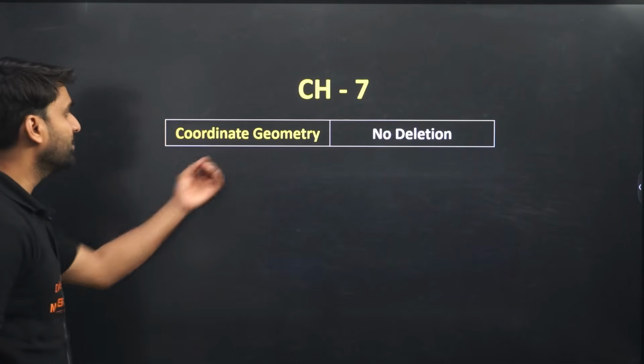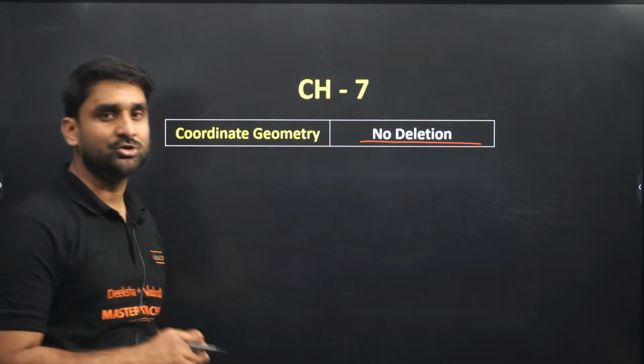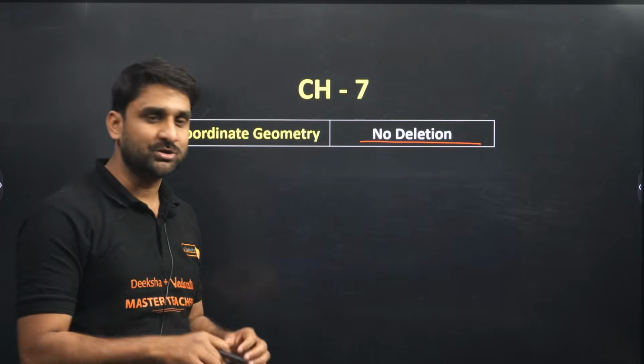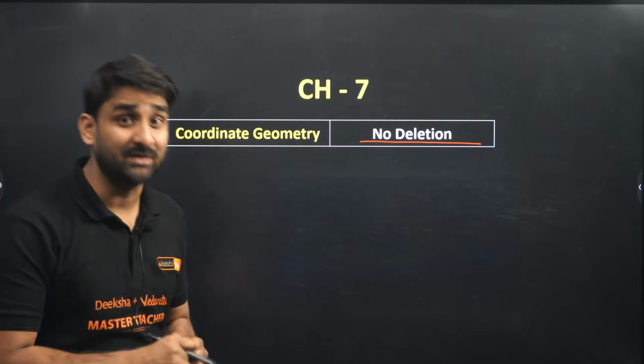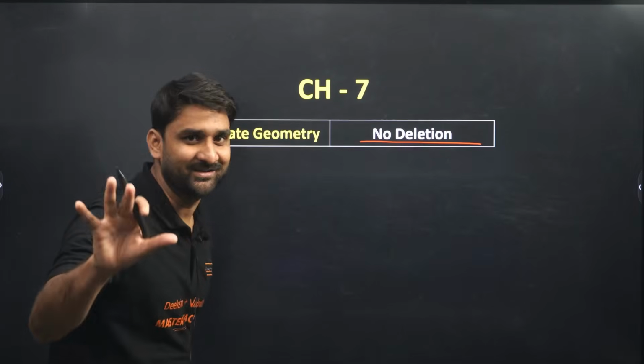Chapter number 7, coordinate geometry. So coordinate geometry, no deletion. Complete coordinate geometry is there. So no deletion, no particular topic has been deleted, my dear. Complete chapter is there. Means complete chapter is coming.